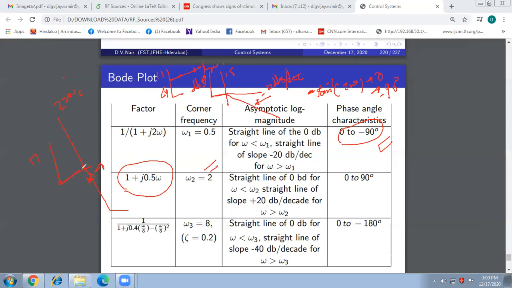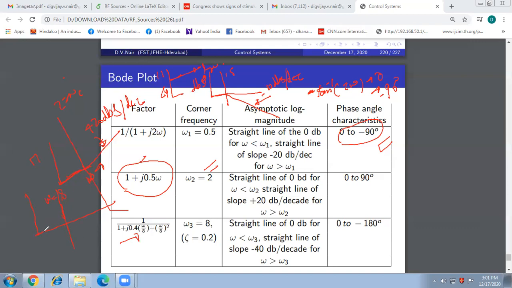Below that corner frequency, for this factor alone, it will be the 0 dB line. And above it, it will be a straight line of slope plus 20 dB. Since it's a zero, it contributes above its corner frequency a straight line of slope plus 20 dB per decade. And similarly for this complex conjugate term, which is rearranged here, as we have seen in our earlier discussion, its corner frequency is, let us say, 8. So this is omega equal to 8. It is here, we can see.